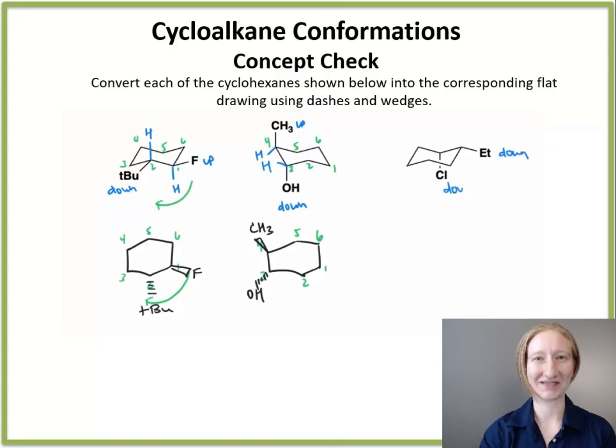For the third example, again, I'll follow the same sequence of steps. I'll number the ring and then indicate up or down orientations for each group. Then I'll place those groups onto the flat cyclohexane on the appropriate carbon and with the appropriate stereochemistry. Here, a down ethyl group is on carbon 6 and a down chlorine is on carbon 5.